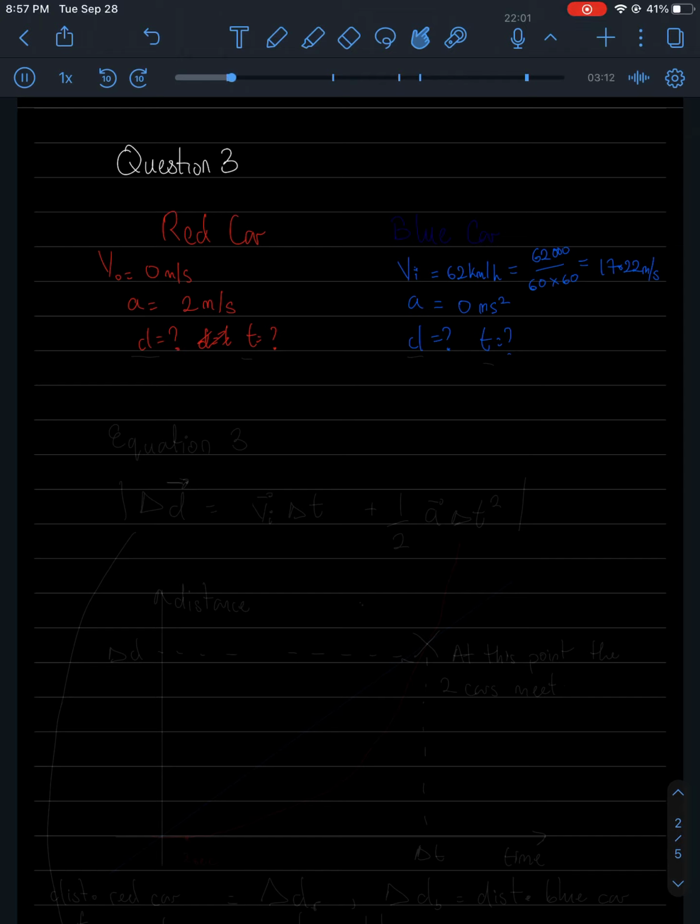So we know we're looking for distance in both of them and time in both of them. So we're looking for an equation that has both distance and time and has all the variables we have. If you look at both equation 3 and 4, equation 3 states the change in average distance is equal to the initial velocity times the change in time plus 1/2 times the acceleration times time squared. And equation 5 is minus 1/2 acceleration times time squared. Equation 5 uses final velocity and equation 3 uses initial velocity, so we're going to go with equation 3.